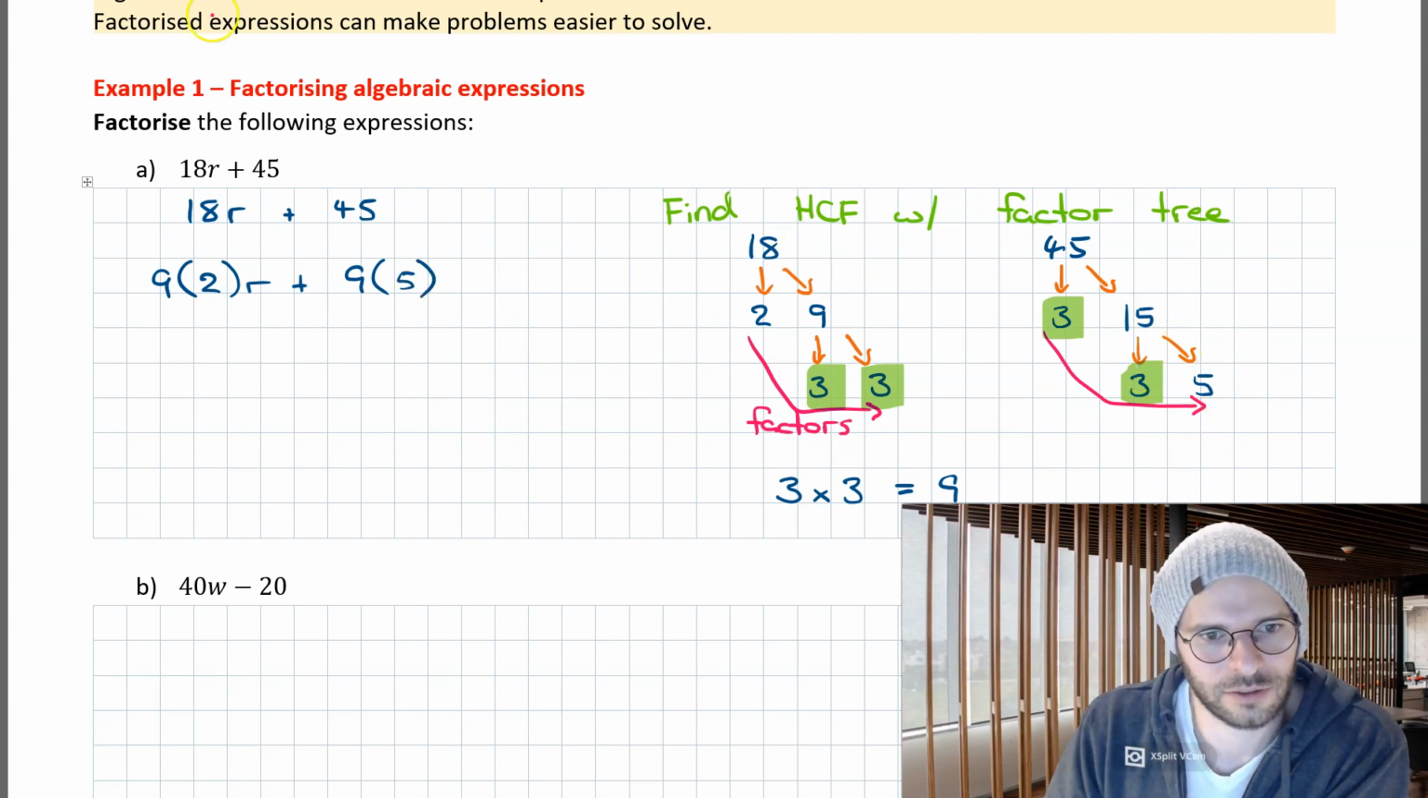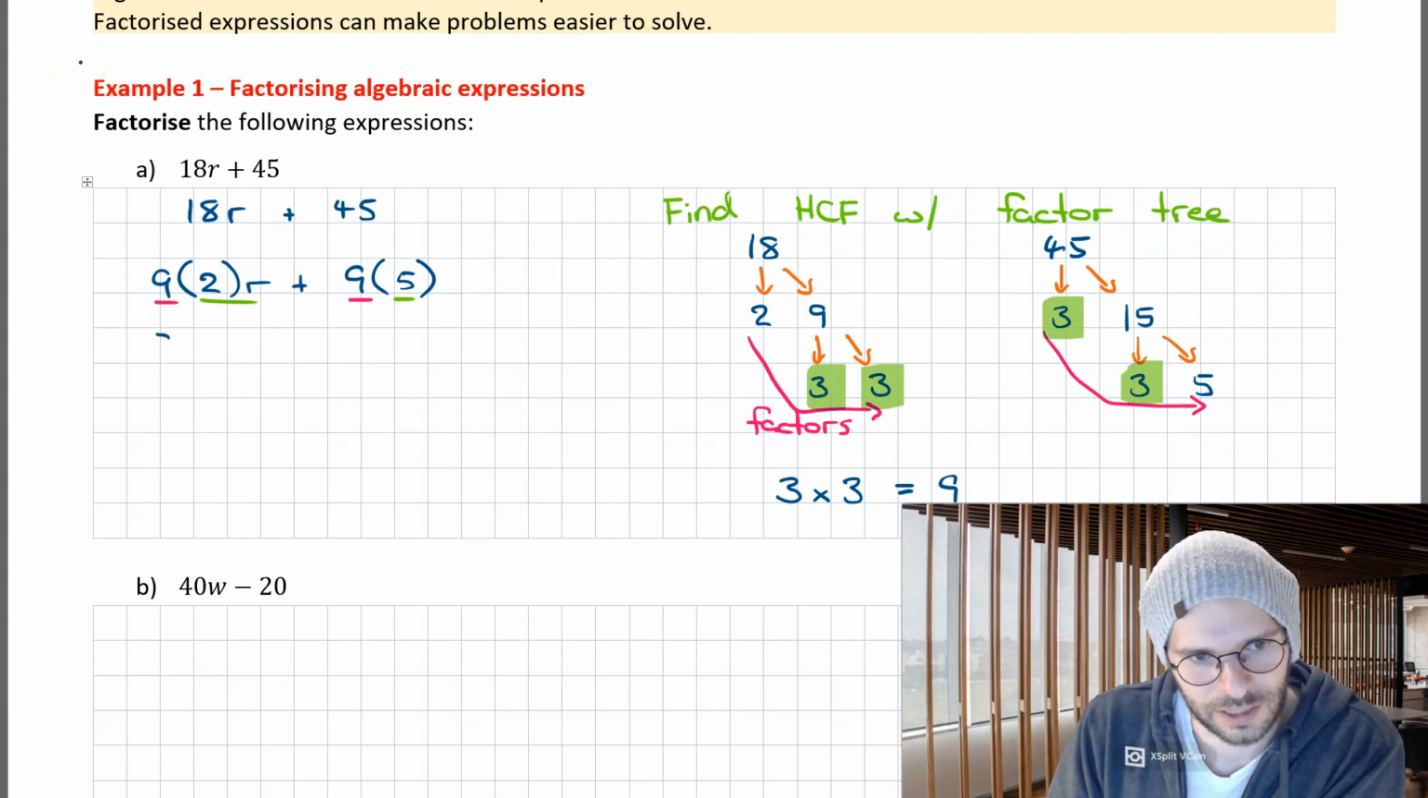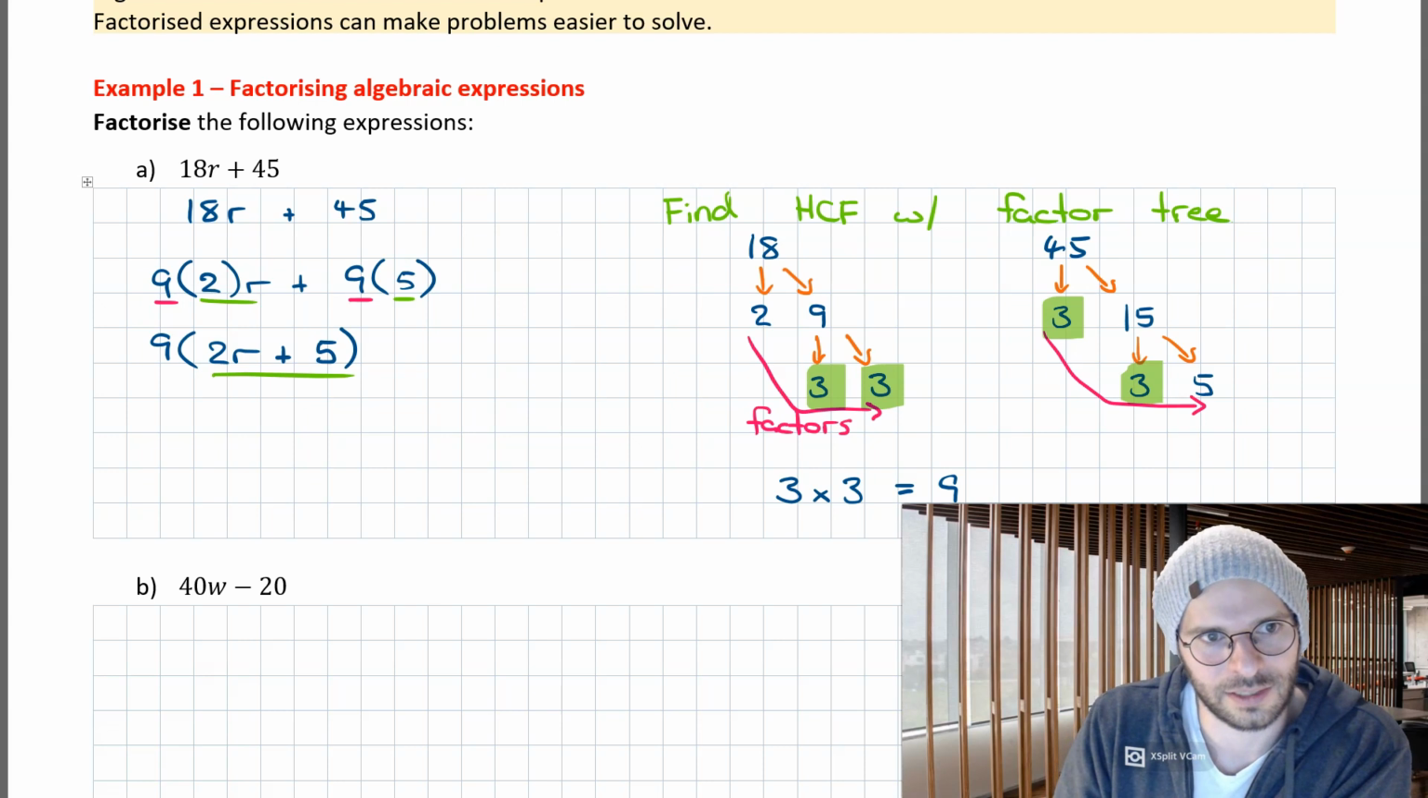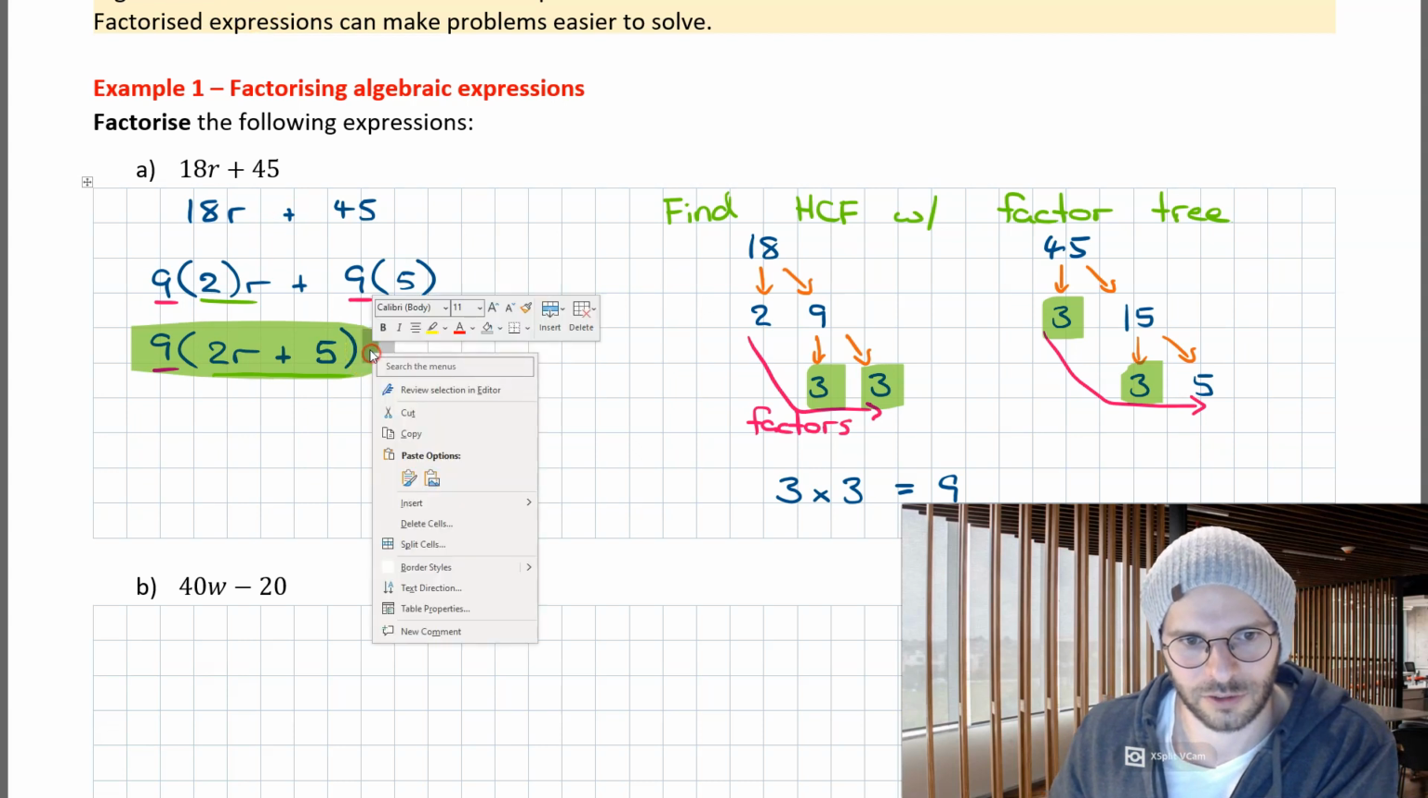Okay, time to factorize. What do I have in common between both terms? I've got 9. What don't I have in common? Well, I have 2r and I have 5. So I'm going to have 9, 2r plus 5. This is what I didn't have in common. This is what I did have in common. So therefore, this is my factorized form.